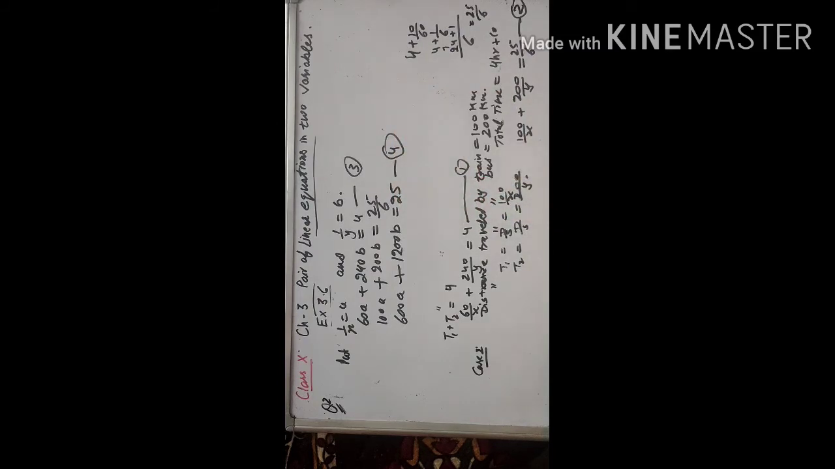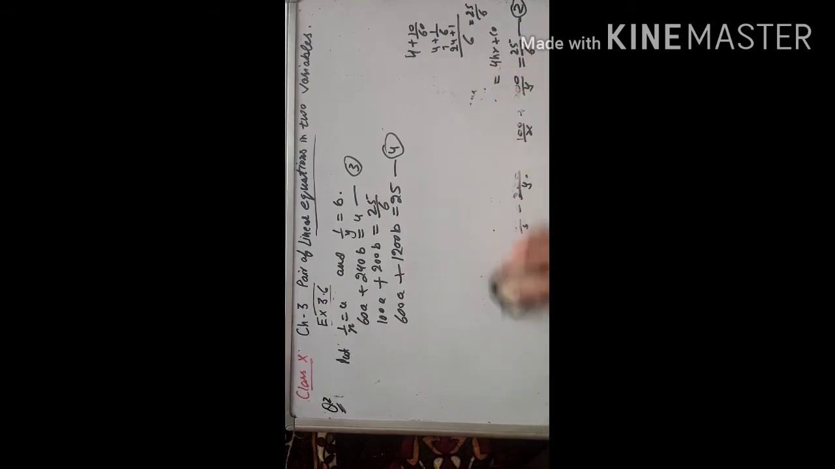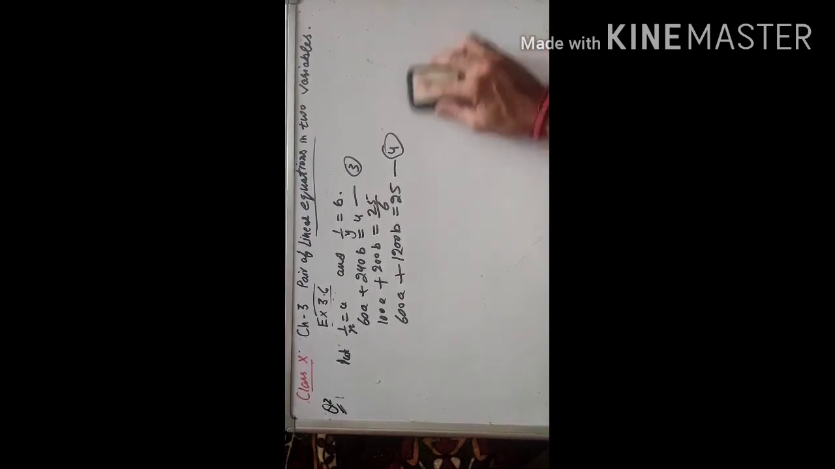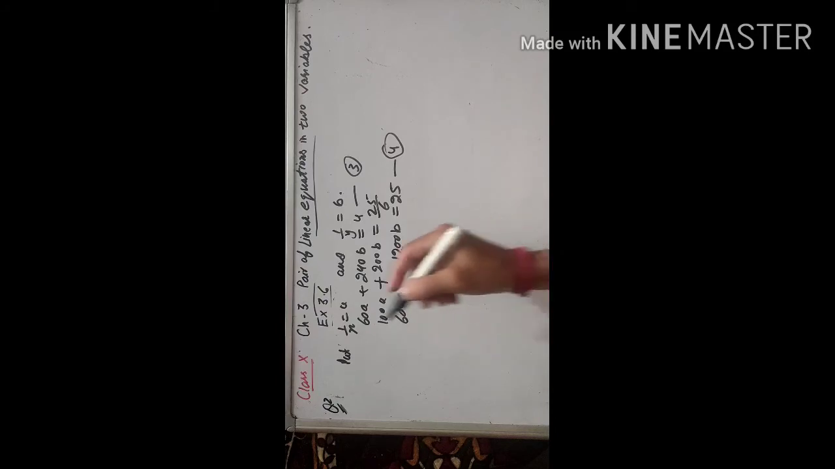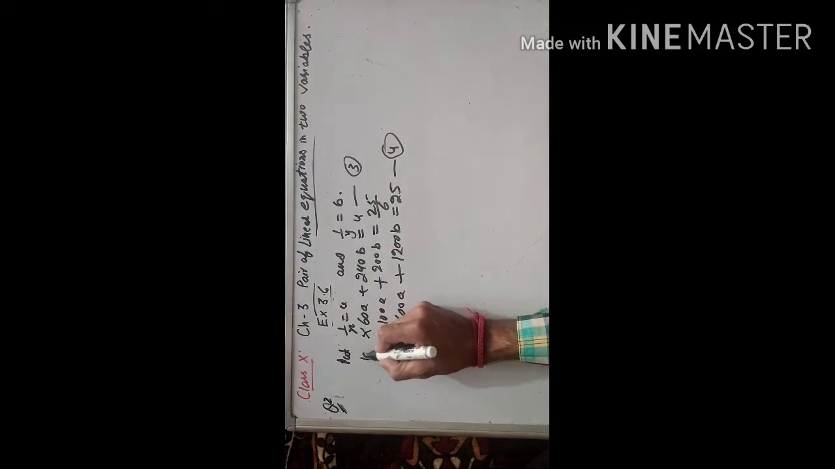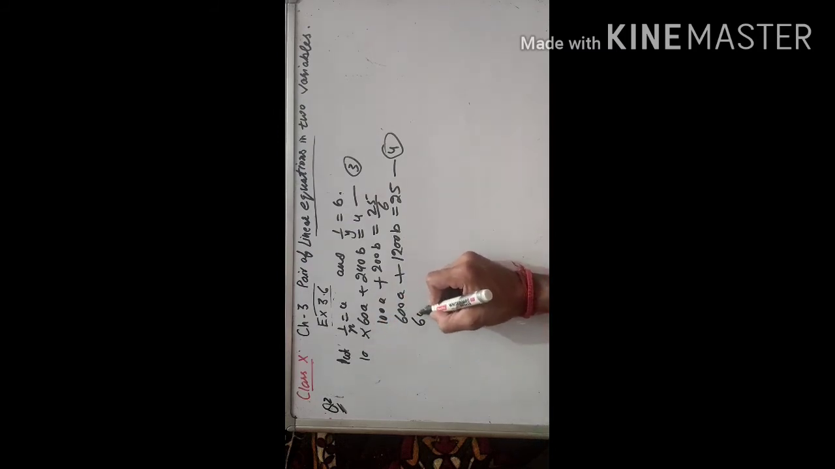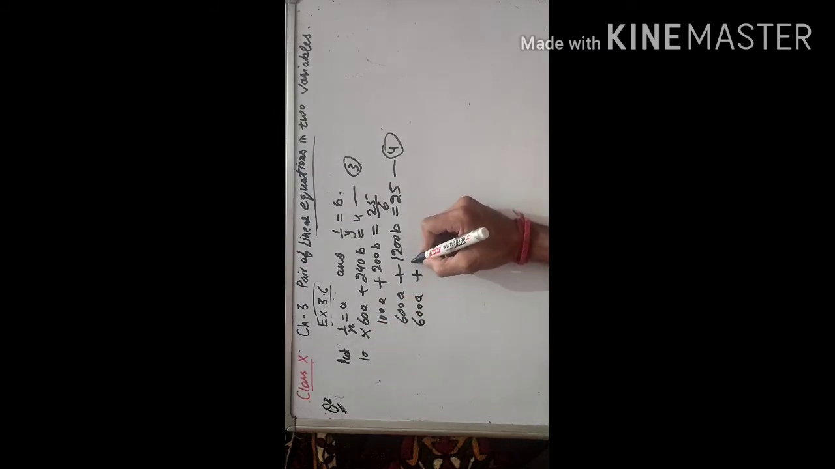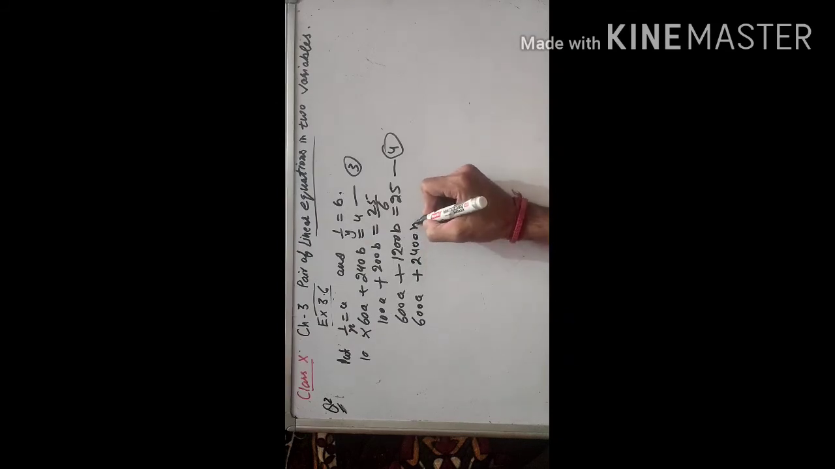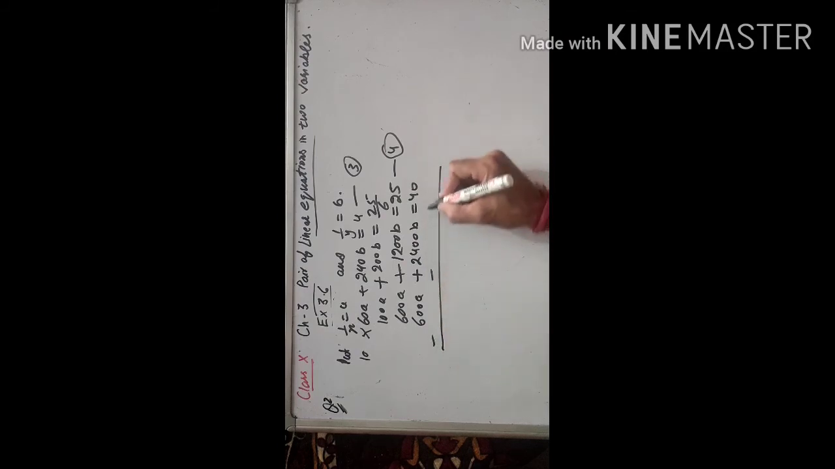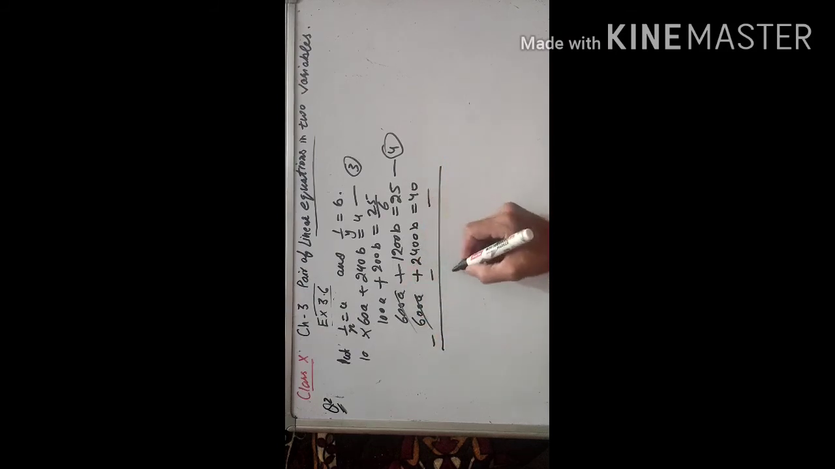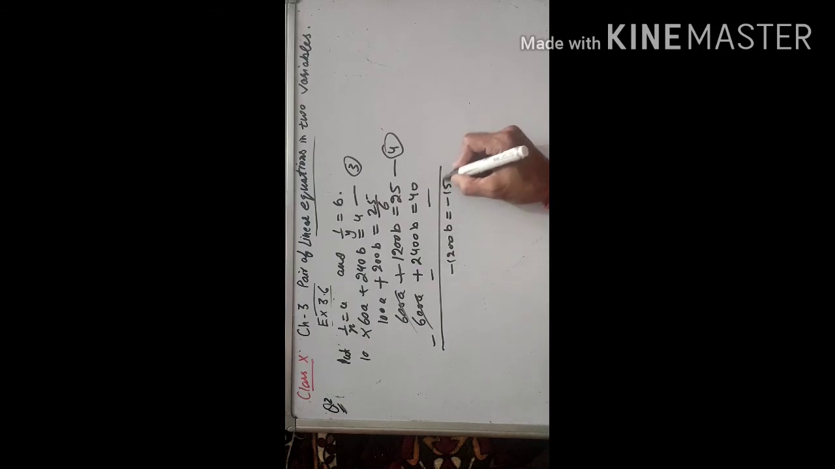Now you can solve these two equations by any method: elimination method, cross multiplication method, or substitution method. Here I am using the elimination method. Multiply equation 3 by 10, that becomes 600a plus 2400b is equal to 40. Now subtract, these cancel each other. This gives minus 1200b is equal to minus 15.